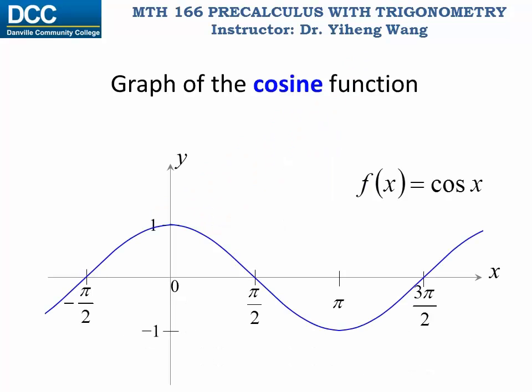Similarly, if we look at the graph of the cosine function, we won't be able to define the inverse function for the cosine function because, once again, the graph does not pass the horizontal line test. Therefore, in order to define the inverse cosine function, we are again going to focus on only this segment of the cosine function, which is between 0 and pi.